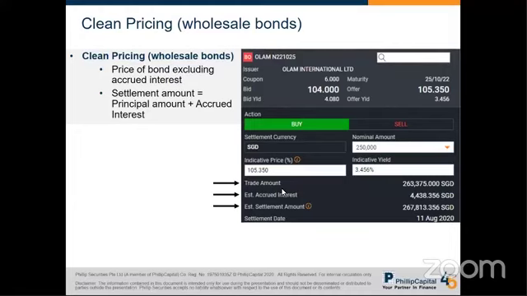Wholesale bonds are quoted on clean pricing, so the price of the bond stated excludes the accrued interest. If you refer to the order ticket above, you will see the principal amount plus the accrued interest, which will give you the settlement amount. This is what is meant by clean pricing.